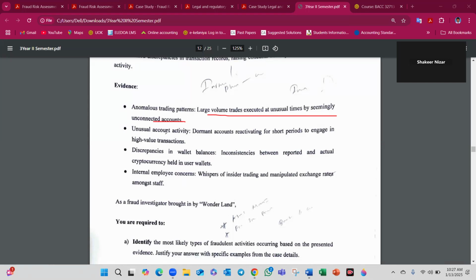Cut-off issues, maybe the unusual activity. Dormant accounts are reactivating. Dormant with those accounts, no, we are not using. Then dormant accounts are reactivating for a short period to engage in high value transactions. There is a red flag here.